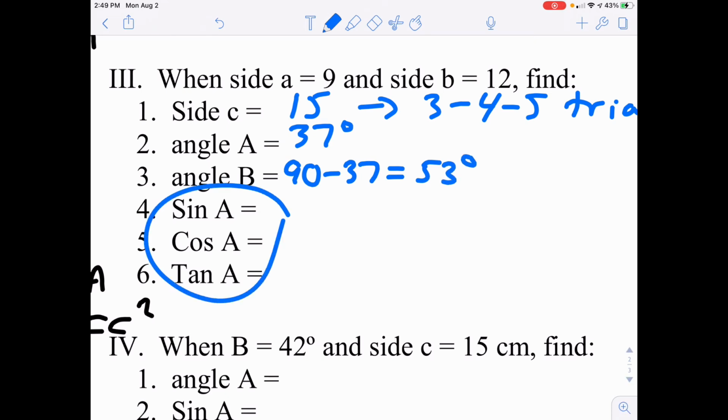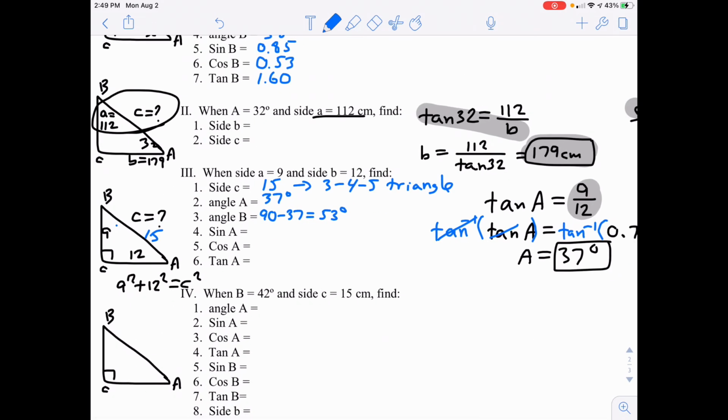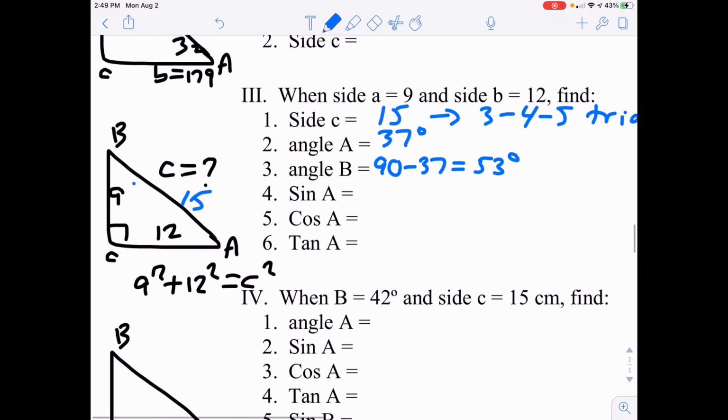Last step, just take the sine, cosine, and tangent of 37. Now, we could do this a couple different ways. We could just put the sine of 37, cosine of 37, tangent of 37, do that. Or you could do it as a fraction. To do it as a fraction, you would go opposite, which would be 9, over hypotenuse, which would be 15. 9 over 15, which is 0.6. And guess what? You get the exact same thing as if you took the sine of 37 degrees. Sine of 37 degrees is 0.60.